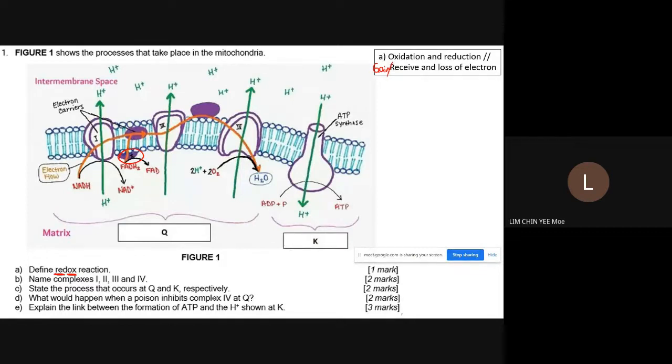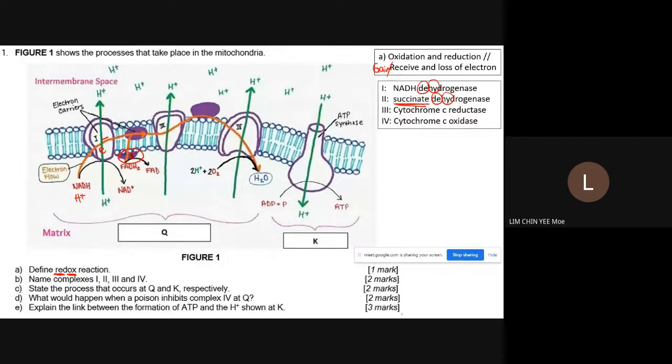And then complex 3 ialah cytochrome C, reductase ke oxidase? Reductase. And then complex 4 ialah oxidase. Cytochrome C oxidase. Tu je. So this is succinate dehydrogenase. Itulah dehydrogenase, maksudnya dia delete hydrogen atom. So when the hydrogen atom is deleted, H plus dalam matrix, electron masuk dalam complex.